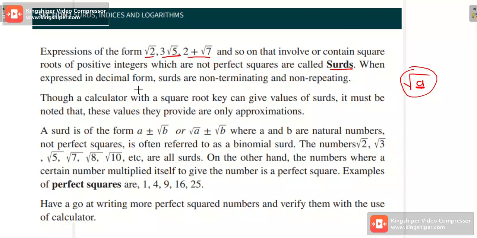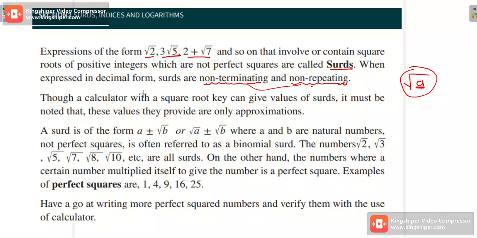When expressed in decimal form, surds are non-terminating. I have already explained that. Non-terminating and non-repeating. Non-repeating and non-recurring are the same thing. The values do not reoccur. It means that one particular value does not continue to repeat. So it is non-recurring or non-repeating, the same term, and it should also be non-terminating. Once these conditions are met, that value is a surd.